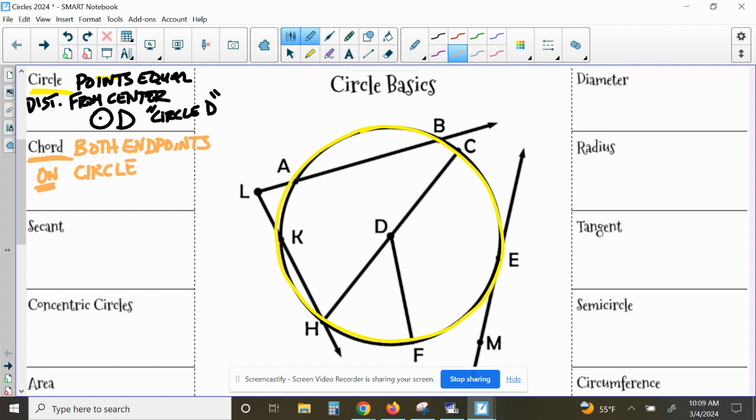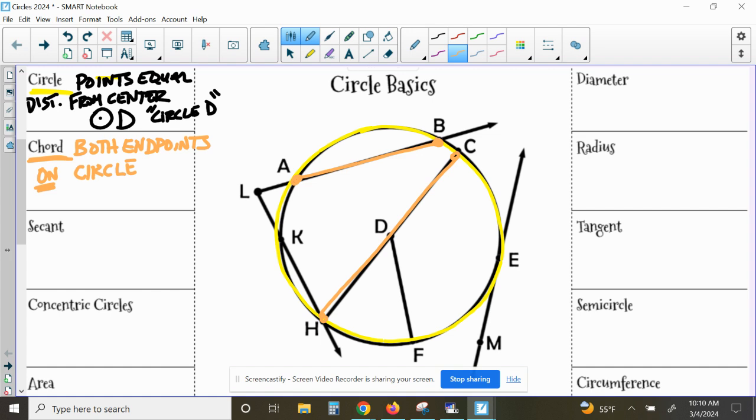an example, who has an example of a segment that would have two endpoints on a circle? CH. Is that an example of a chord? C to H. That is an example. What's another one? B to where? A. B to A. That would be an example.